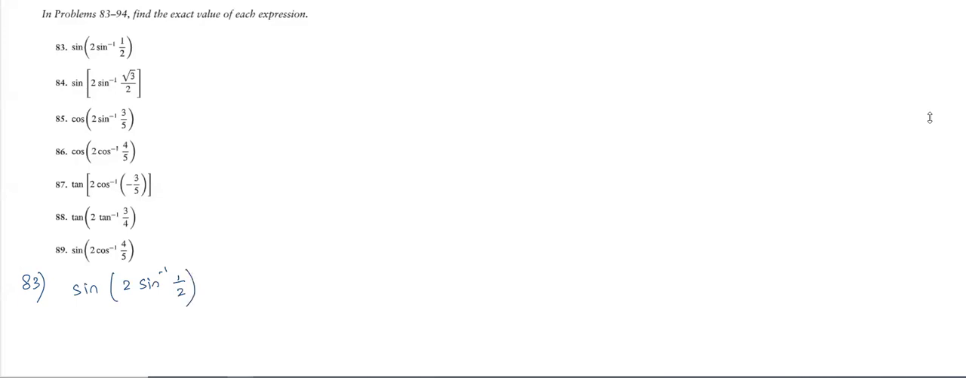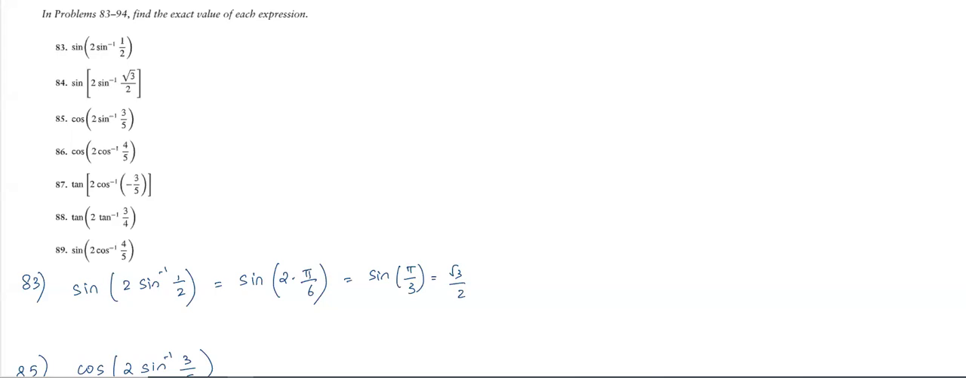Now this is a unit circle angle, so I can just do it that way. Sine inverse of 1/2. I know sine inverse of 1/2 is actually pi over 6. I know that, right? So 2 times pi over 6 is pi over 3. And sine pi over 3 is root 3 over 2. And I'm done. So I don't have to do any work if it is a unit circle value. However, look at question number 85. Now that is not a unit circle value, sine inverse of 3/5.